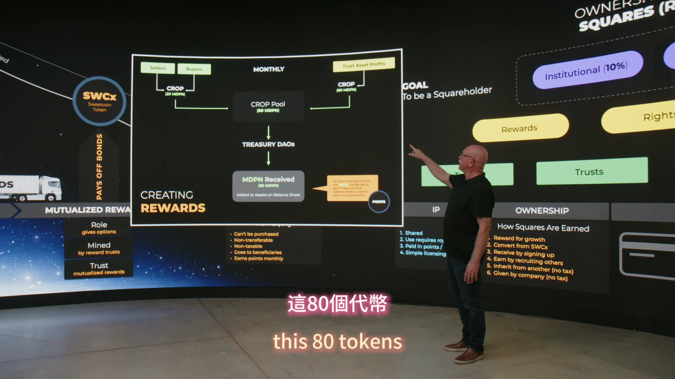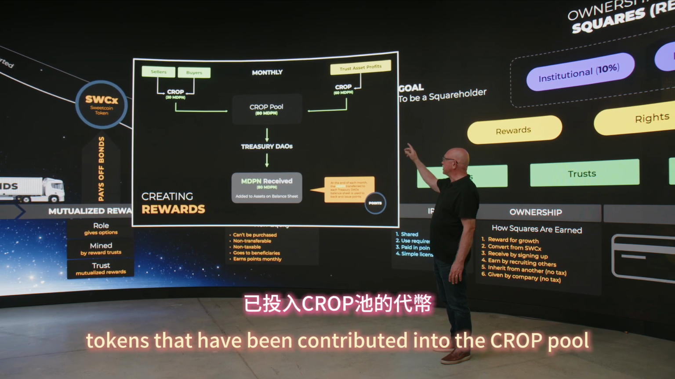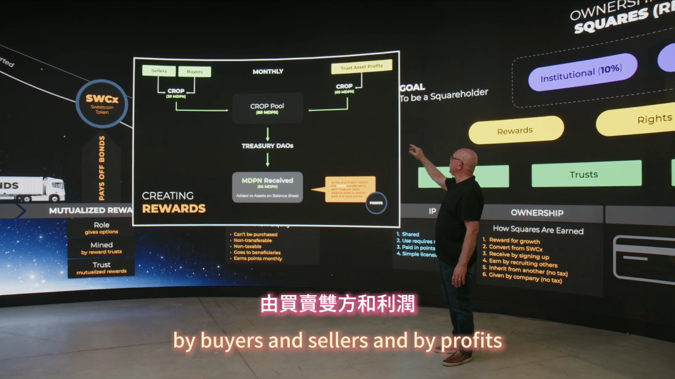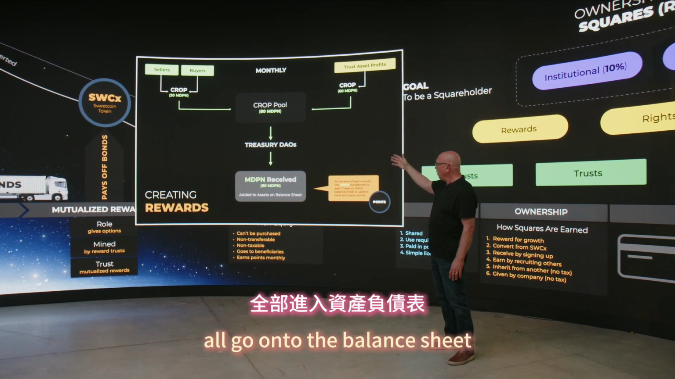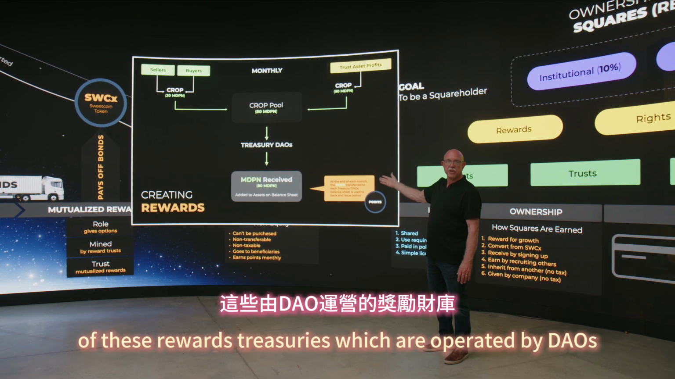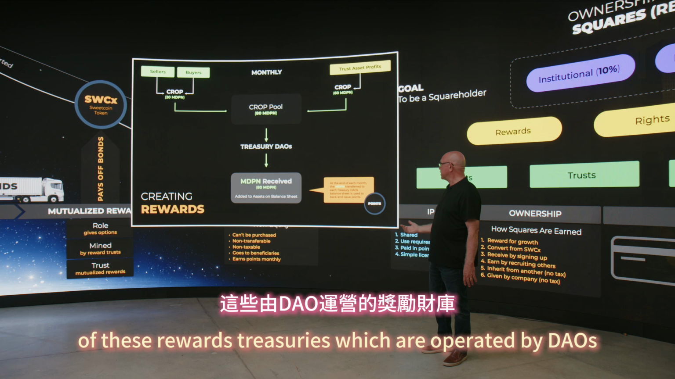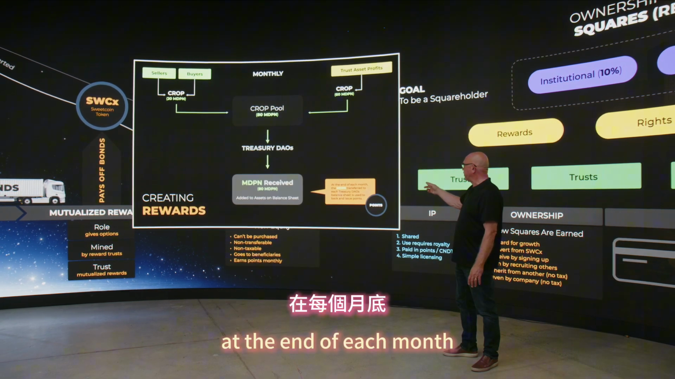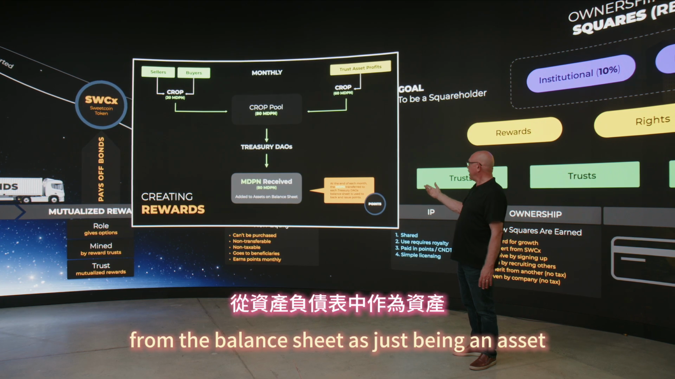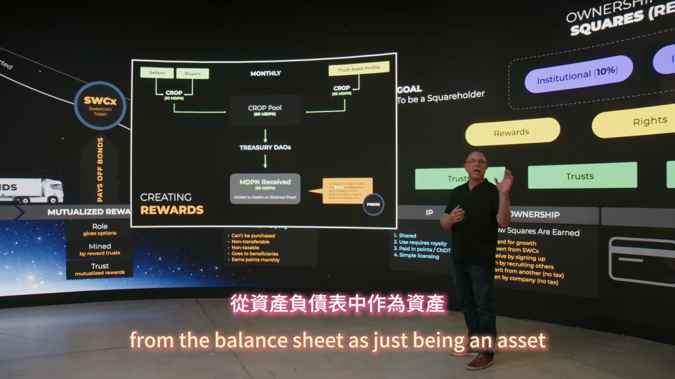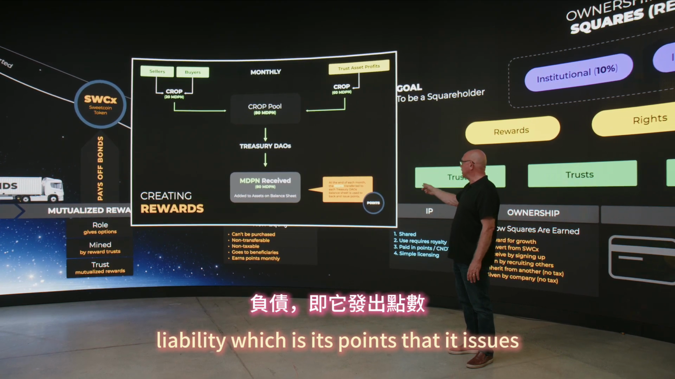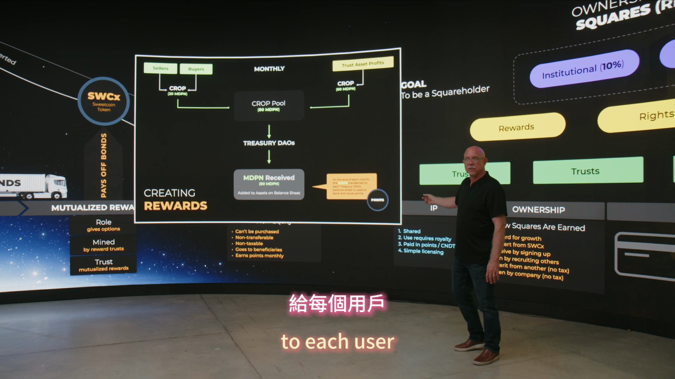These 80 MDPN tokens that have been contributed into the crop pool by buyers and sellers and by profits all go onto the balance sheet of these rewards treasuries, which are operated by DAOs. At the end of each month, the MDPN tokens are transferred from the balance sheet as just being an asset to getting a liability, which is the points that it issues to each user.